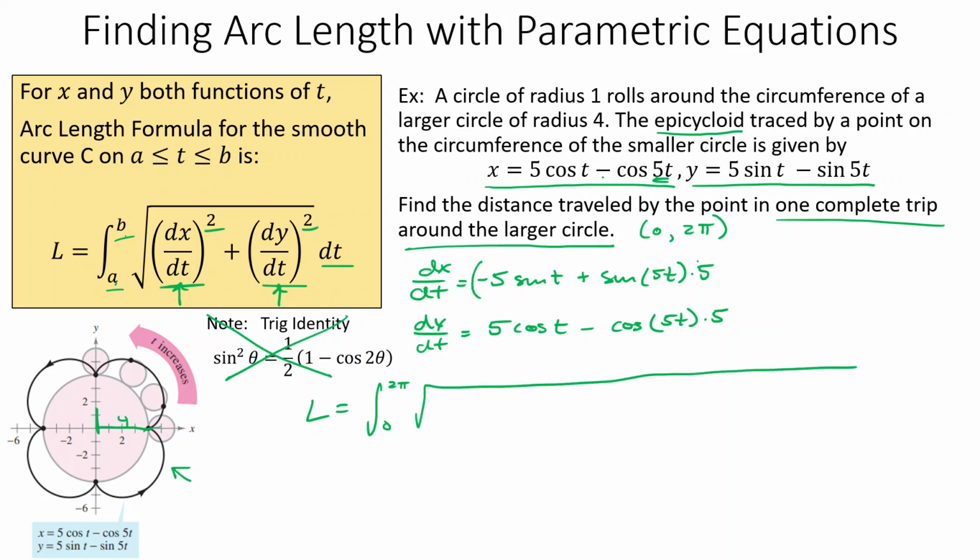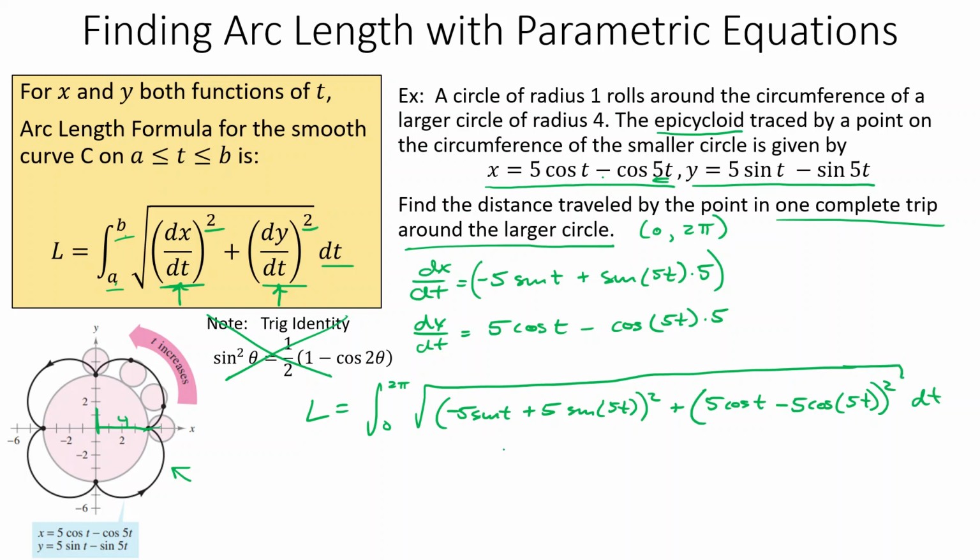So this whole thing squared. So we got negative 5 sine of t plus, I'm going to bring the 5 in front, 5 sine of 5t, squared, plus this guy, 5 cosine of t minus 5 cosine of 5t, quantity squared, dt.